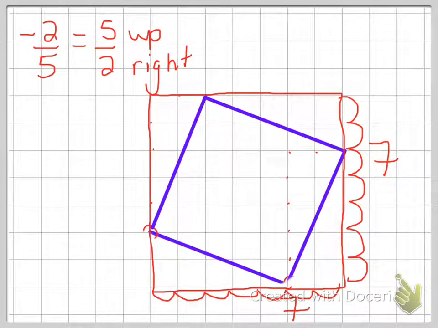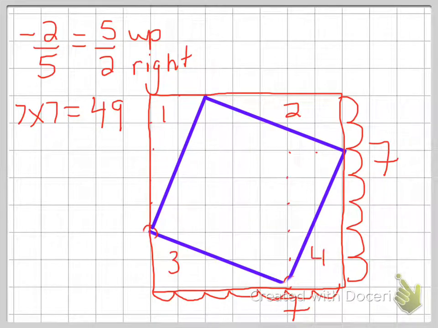This means that the area of this square, that's the red on the outside, is a 7 by 7, and 7 times 7 is 49. Now I'm ready to find the area of the outside triangles. There are 4 of them, 1, 2, 3, 4. To do that, I'm going to enclose them in a block, a rectangle. We'll start with this one. Here's my rectangle.